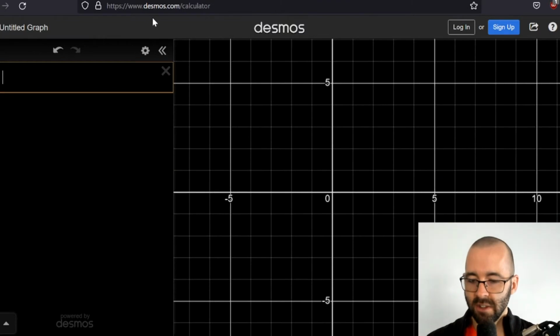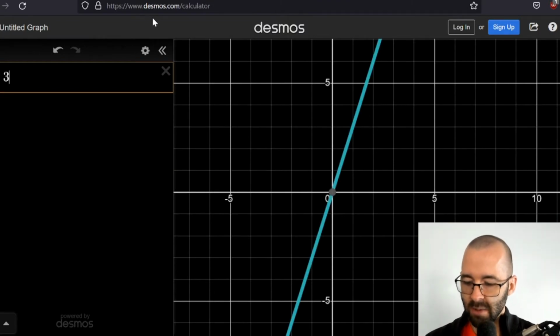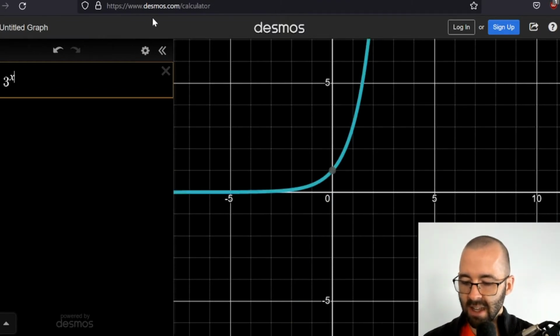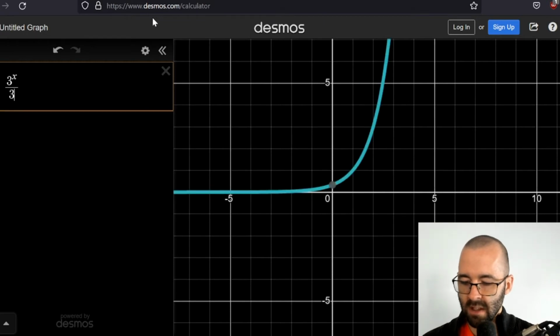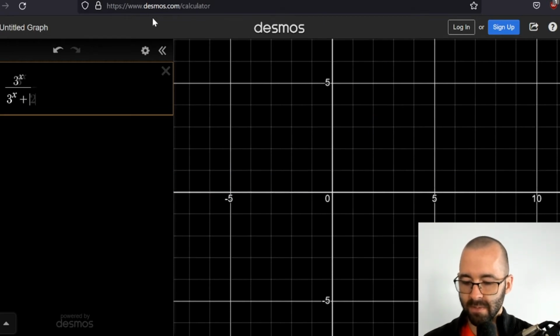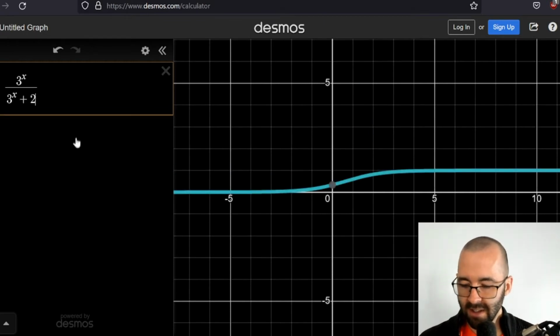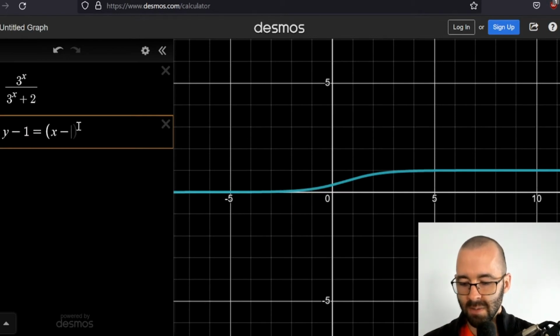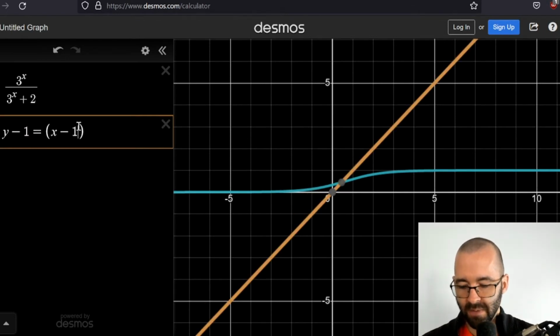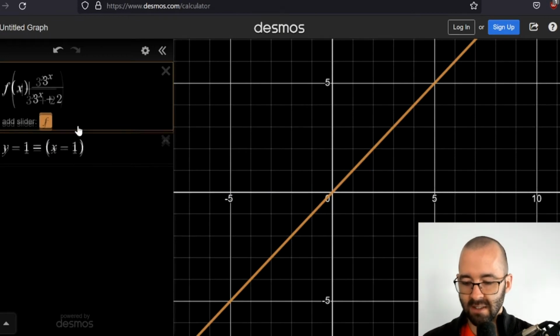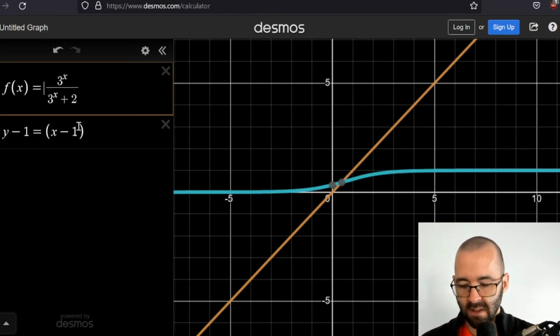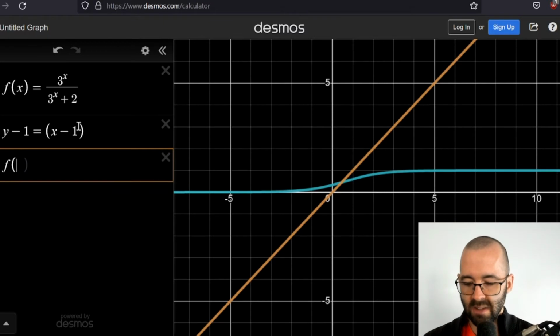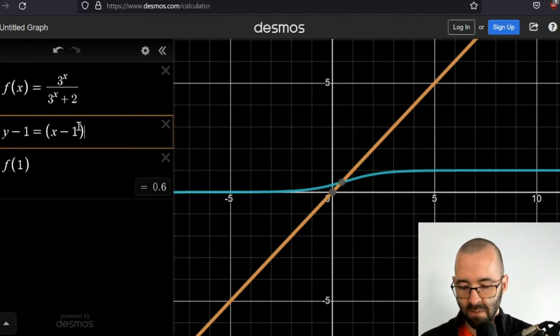Let's plot this function. Our function is 3 to the x divided by 3 to the x plus 2. Let's look at a tangent line when x is equal to 1. It'll be y minus 1 equals a slope times x. Sorry, if this is f of x, what is f of 1 when x is 1? 0.6.